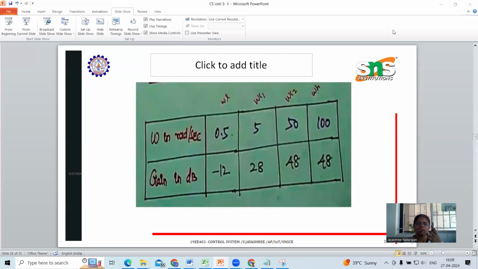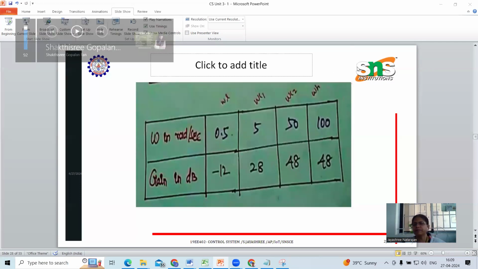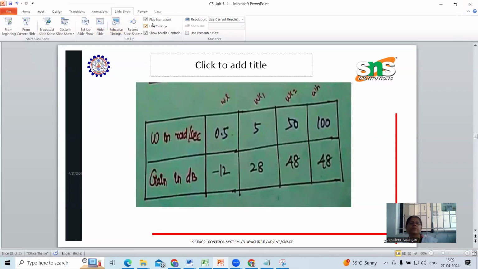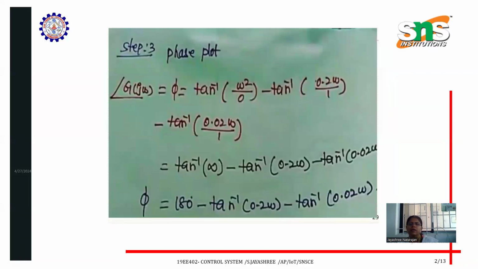Okay, right. So we continue with the previous lecture of the Bode plot problem. So here the value. After finding this value, we can calculate the magnitude plot. Next one is the phase plot.